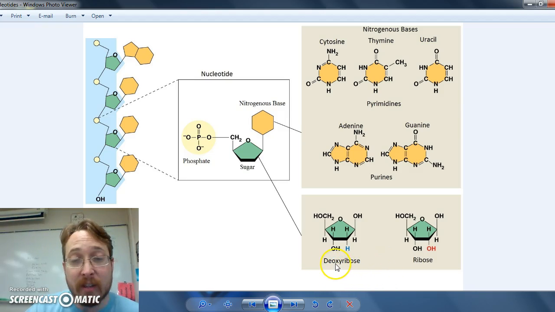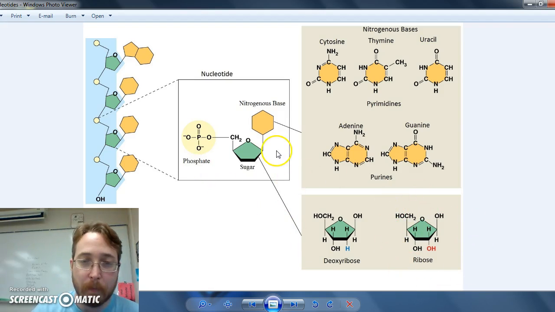And this is the sugar that is in every single DNA nucleotide. So if you've got DNA, you've got the phosphate, and you have a deoxyribose. If you have RNA, you still have the same phosphate, but then you have a ribose. And that's where they get their name. The D of DNA is deoxyribonucleic acid versus the R of RNA, which is ribonucleic acid.